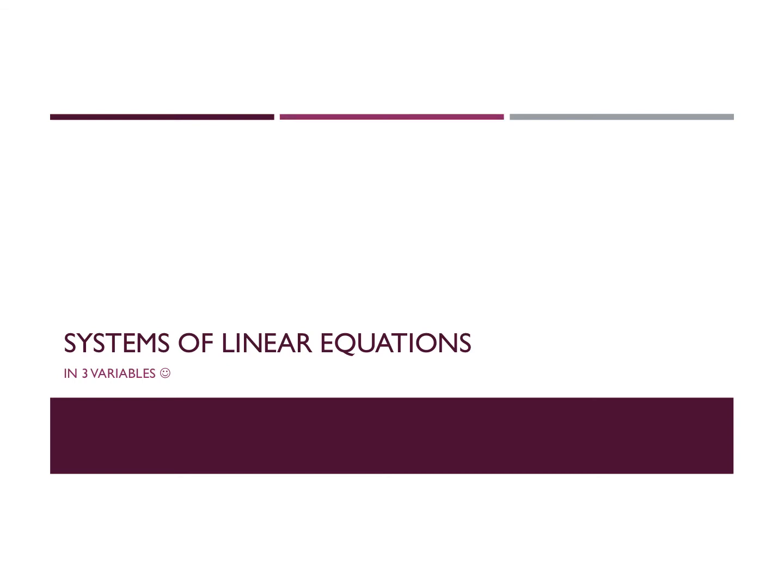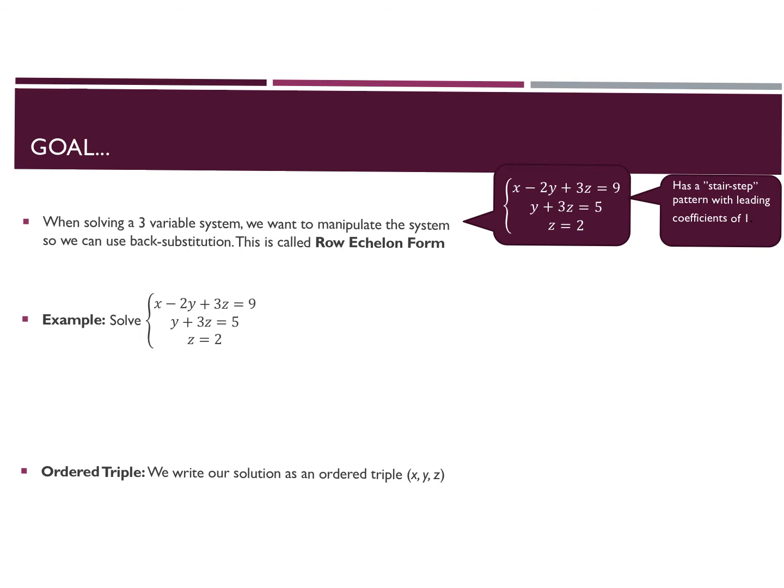Today we'll solve systems of equations in 3 variables. When solving a system, we want to manipulate it in such a way that we can use back substitution. We call this row echelon form. Notice in our system, the top equation has 3 unknowns, the middle equation has 2 variables, and the bottom equation just has 1. It almost has an upside down stair step pattern with leading coefficients of 1.